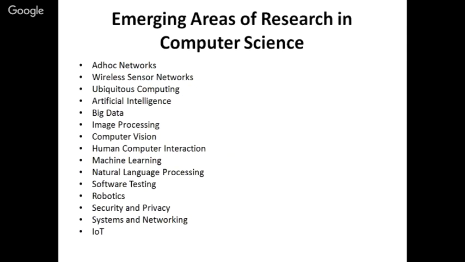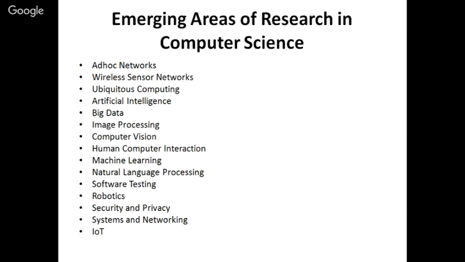So now moving towards the emerging areas of research that are possible in the field of computer science and engineering. These are the various areas on which you can contribute, like ad hoc networks. We have wireless sensor networks. We have mobile ad hoc networks.